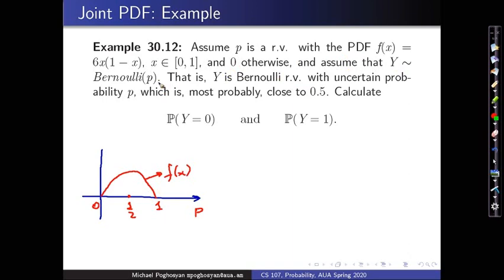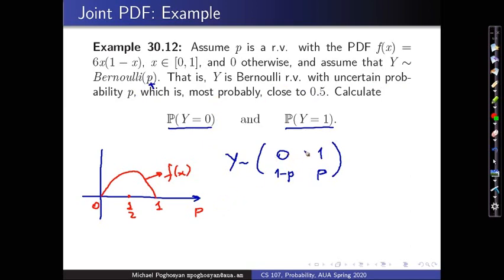And we are assuming that y is Bernoulli p with that p. So that p is random. For each value of p, y is Bernoulli with that p. So I can write that distribution of y: 0, 1, with 1 minus p and p. But p is itself a random number from 0 to 1 and distributed like this, most probably around 1 over 2. That is, y is a Bernoulli random variable with uncertain probability p. So calculate the probability that y is 0, and the probability that y will take the value 1.